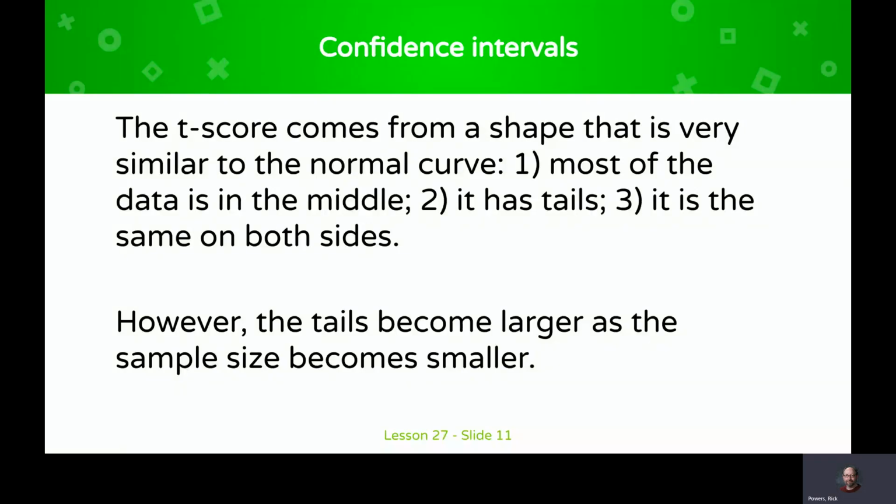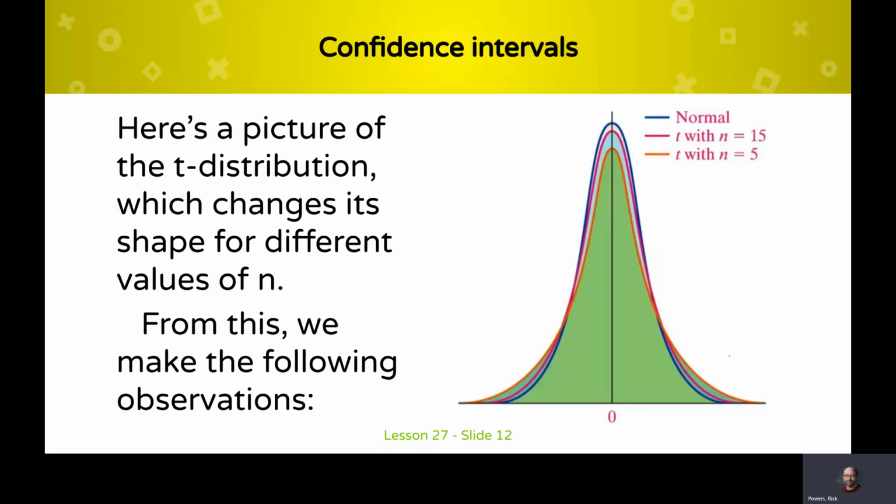The t-score comes from a shape that is very similar to the normal curve. Number one, most of the data is in the middle. Number two, it has tails. And number three, it's the same on both sides. However, the tails become larger as the sample size becomes smaller. Here's a picture of the t-distribution, which changes its shape for different values of n.